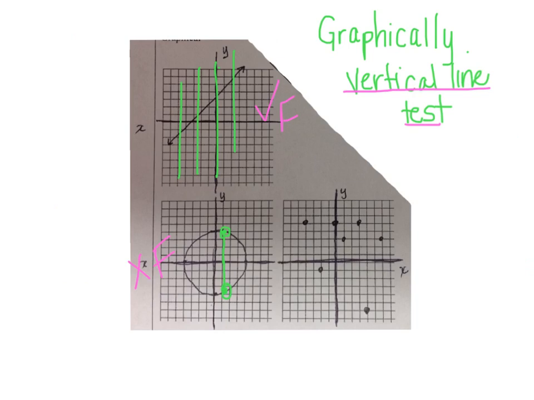So the last one is, can I put a vertical line through and hit any of these points twice? No. So this would be a function. As soon as I add a point here, then it would not be a function.